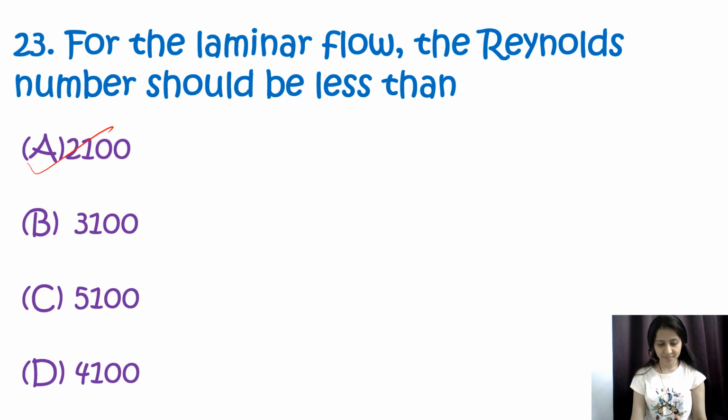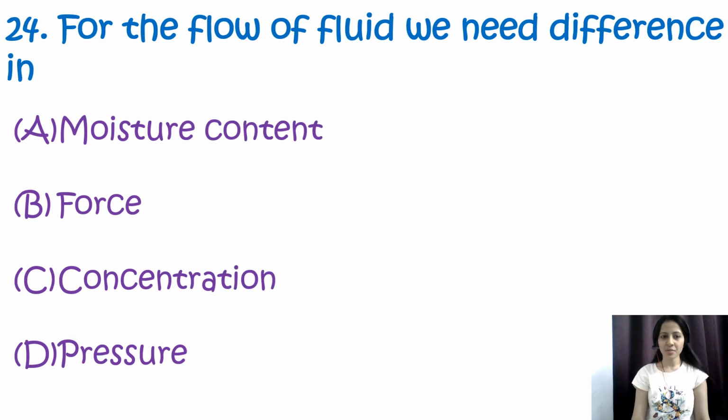Okay, next question number 24. For the flow of fluid, we need difference in moisture content, force, concentration, or pressure differences. So the correct option over here will be C, that is concentration. Fluid flow occurs due to the pressure difference or the gradients between 2 points in a fluid flow. So correct option is C, that is concentration.